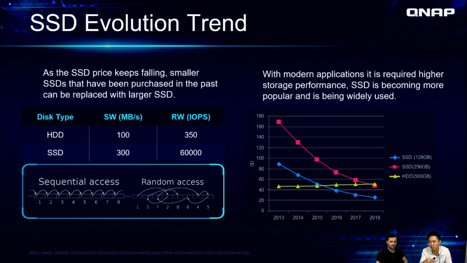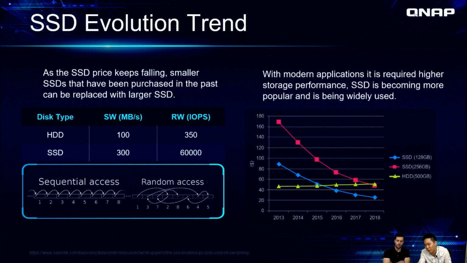You can see this report from SanDisk: for a SATA SSD with 500 gigabytes compared to a 500 gigabyte HDD, the SSD price is even lower. A 215 gigabyte SSD price is lower than a 500 gigabyte HDD. This is price per gigabyte. The major difference between SSD and HDD is still the random performance.